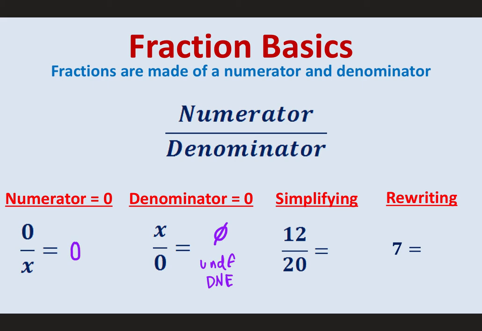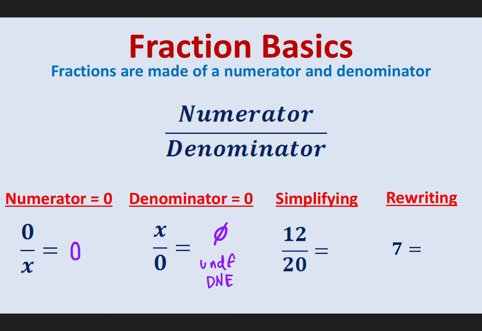Now, the way you should think about this is the top, once again, is what you have. The bottom is the total possible. So in this case, we had 0 of something, but in this case, we have something of 0. If you had 0 of the 10 cookies, that's okay. You just ate 0 cookies. But you can't eat 10 of the 0 cookies. They don't exist, so you can't eat them.